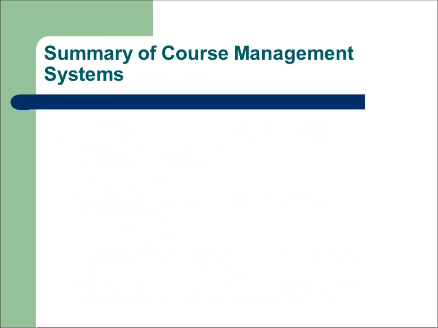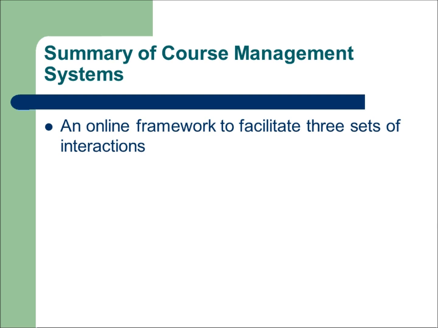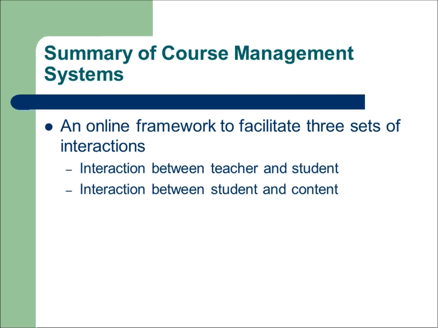Let's look at a summary of course management systems. Really, a course management system is an online framework to facilitate these three sets of interactions, which are very important in online education. The first is the interaction between the teacher and the student. Second is the interaction between the student and the content. And the third interaction is the interaction between the students themselves.